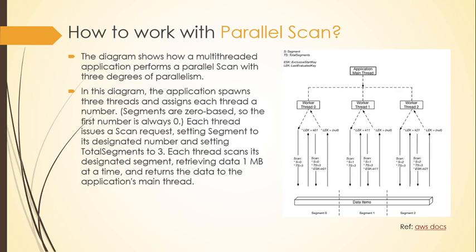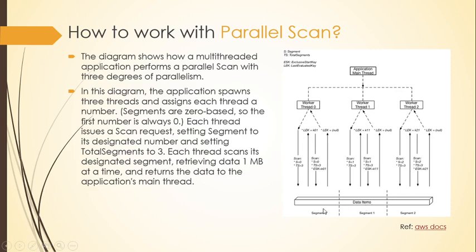Each thread issues a scan request, setting segment to its designated number and setting total segments to 3. Each thread scans its designated segment, retrieving data 1 MB at a time, and returns the data to the application's main thread. So here, suppose you can look at it in this diagram.